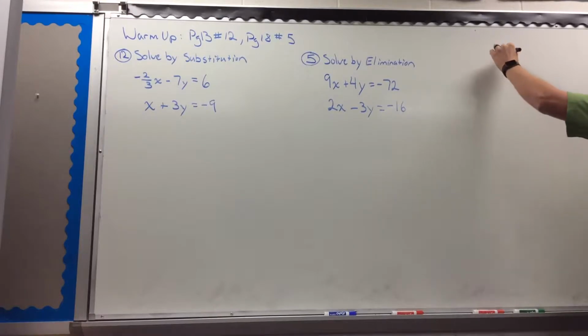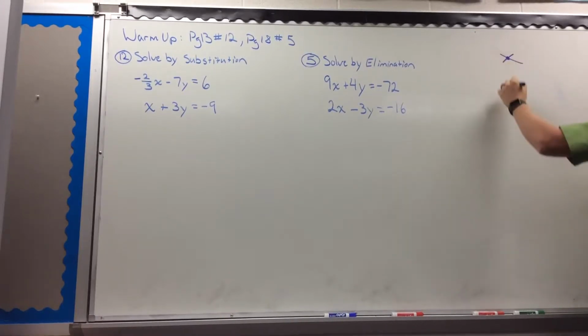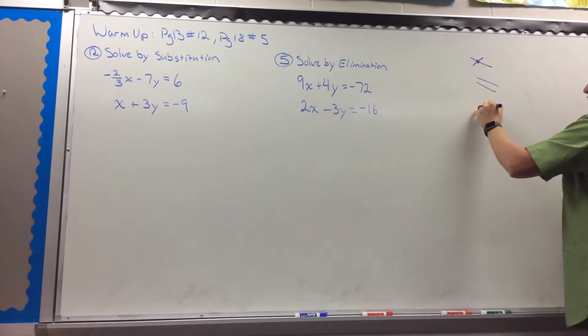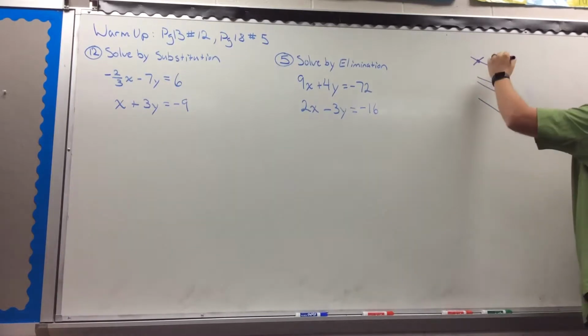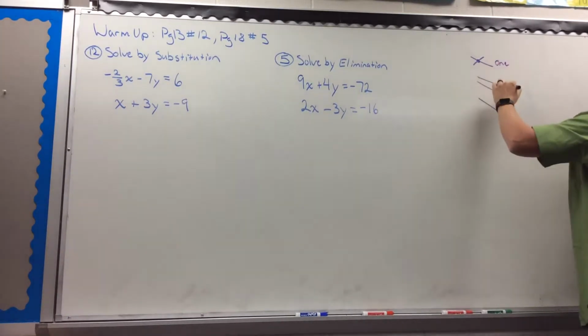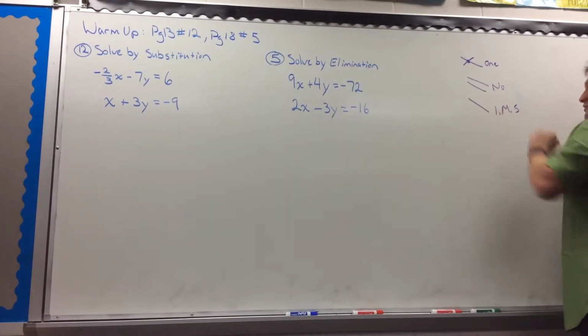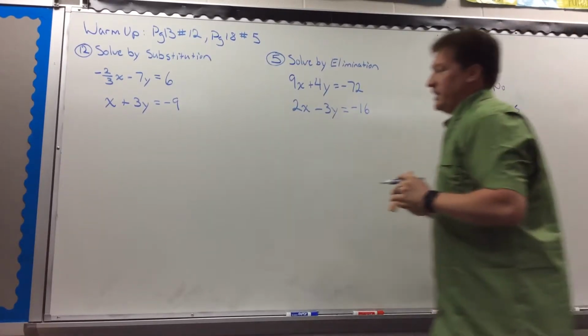If I have two lines that intersect, you have one solution. If I have two lines that are parallel, you have no solution. And if I have a line that's exactly the same as the other one, you have infinitely many solutions. So this is one solution, this is no solution, and this is infinitely many solutions. Just so we know what that looks like.